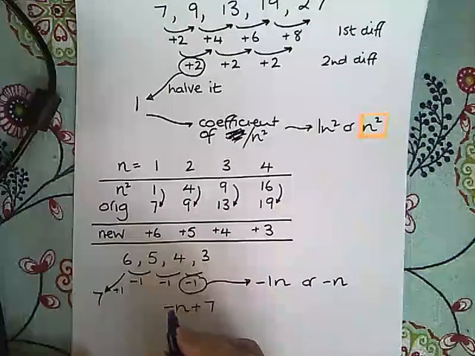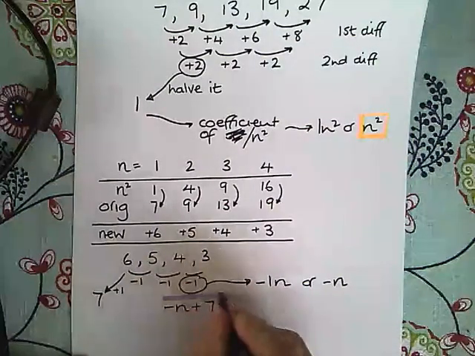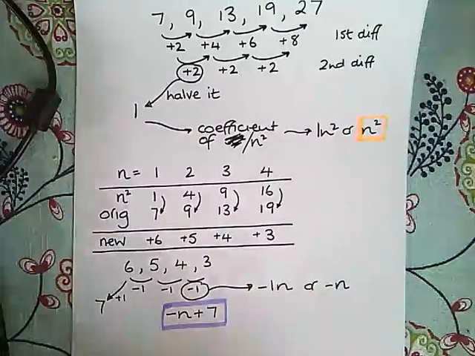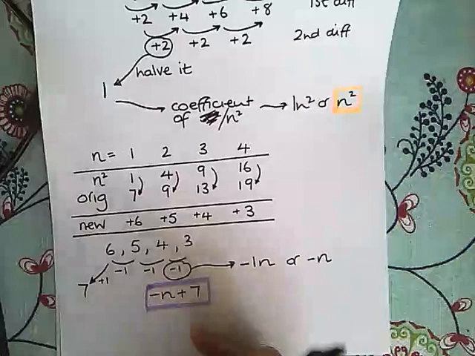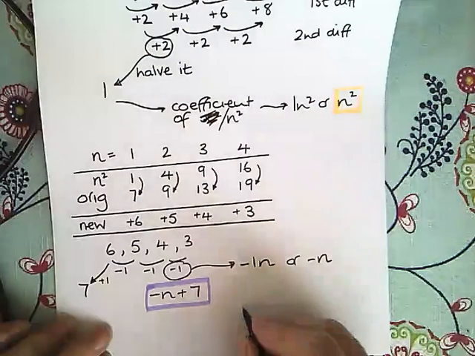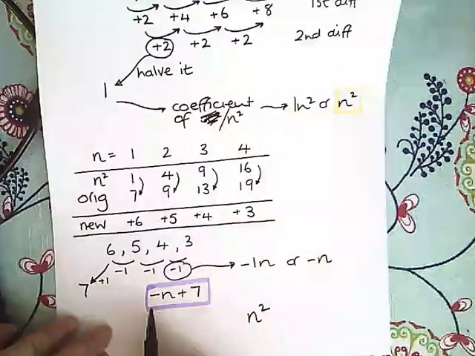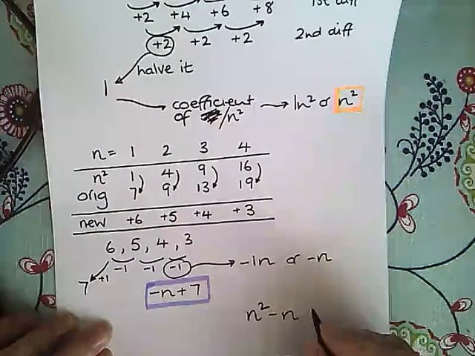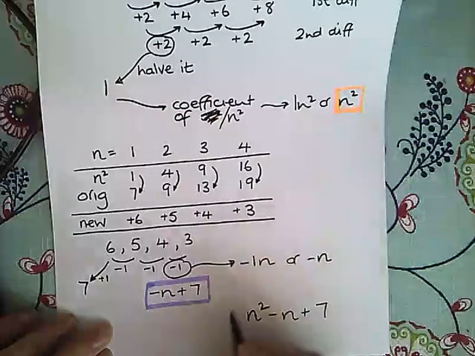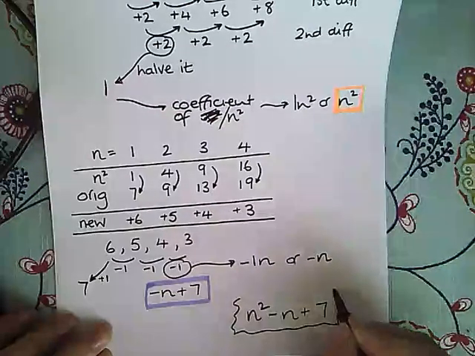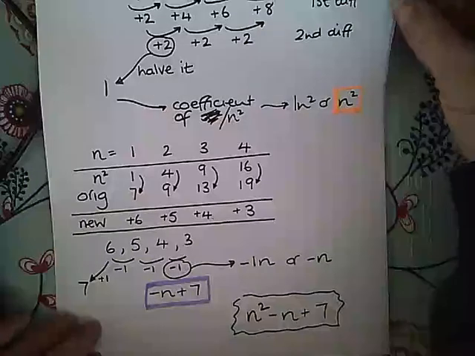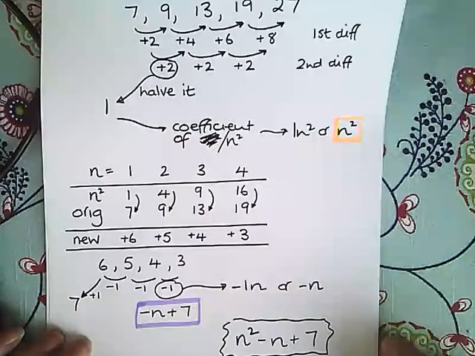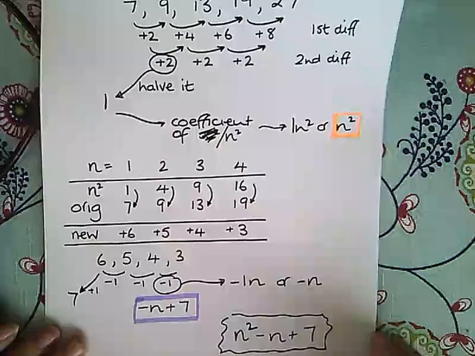So I'm going to highlight that as well, and then we're going to put the two highlighted things together to find the whole rule for the quadratic sequence. So we've got the orange bit, which is n squared, and then we've got the purple bit, which is minus n plus 7, and that is the rule for the sequence which we started off with, and you can just see it at the top there, the 7, 9, 13, 19: n squared minus n plus 7.